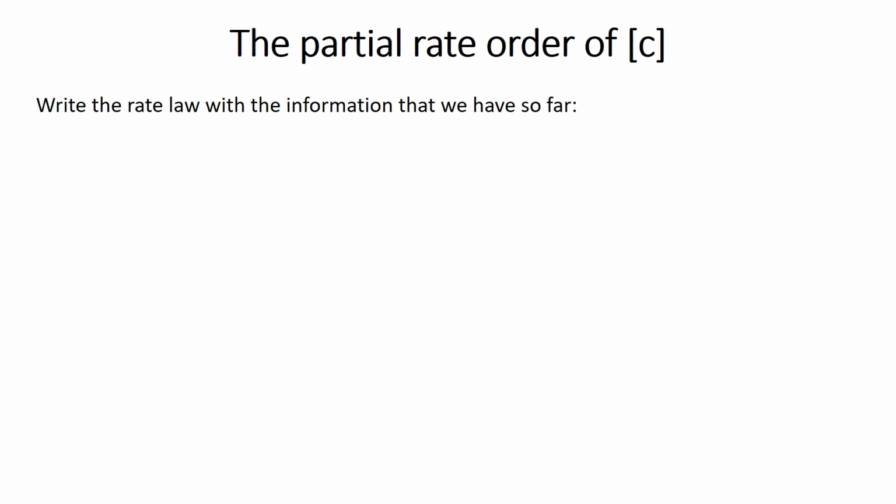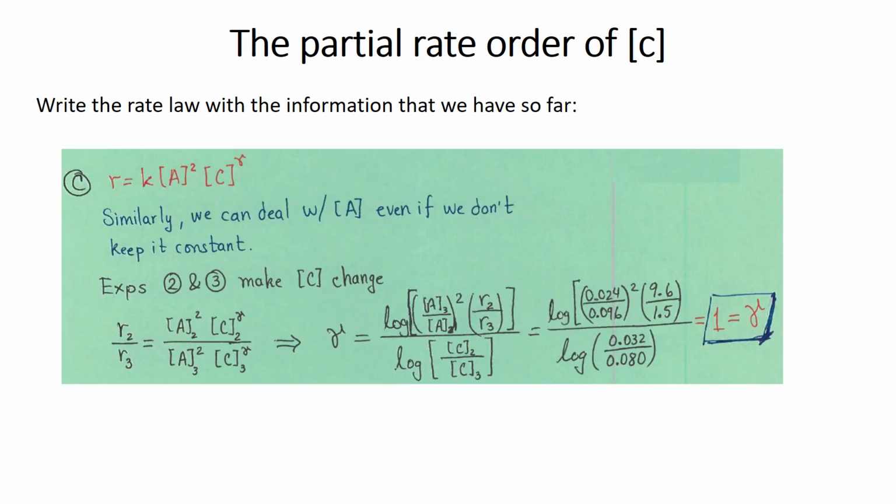So now let's look at the partial order of C. We can write down the rate law with the information we have so far. Now the rate is equal to the rate constant times the concentration of A squared times the concentration of C to the gamma. Notice that we have not included B anymore because we know that the concentration of B does not affect the rate of the reaction. So in this case, it's a very similar situation to what we had before. There are no experiments where we can keep A constant while changing only C, but it doesn't matter because we know how to deal with A.